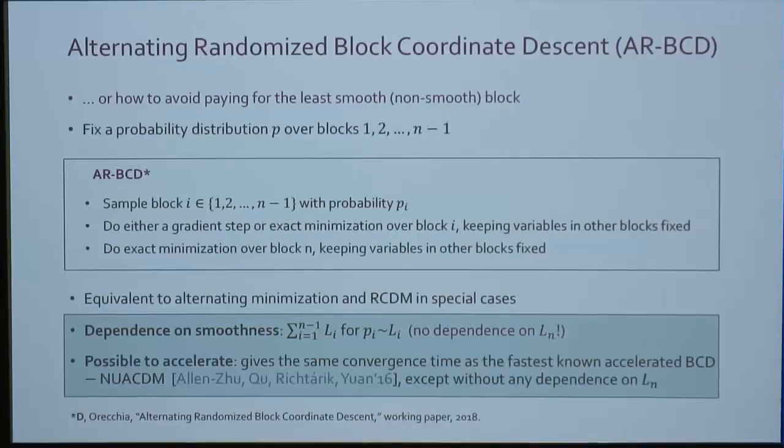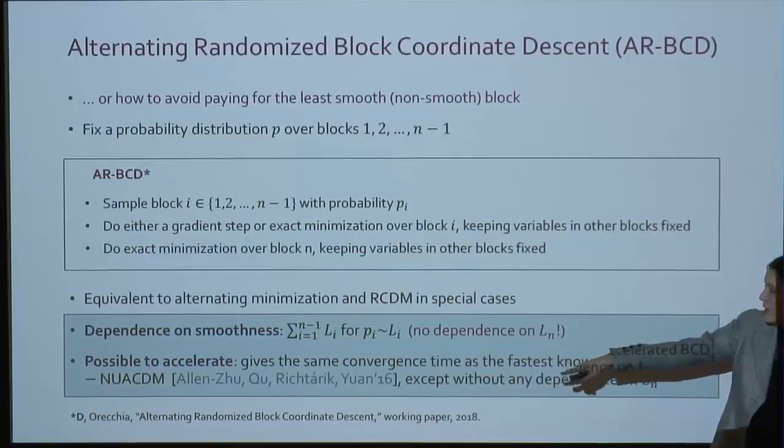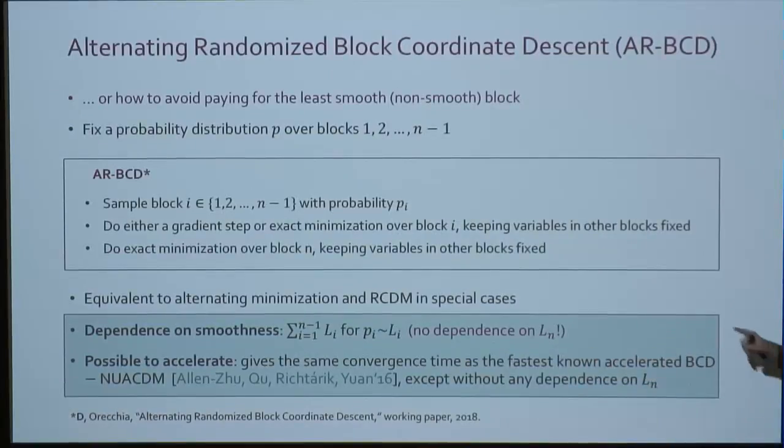What's even more interesting is that you can accelerate it. For smooth minimization, you would get the same convergence as in Zeyuan's paper with other people, this NU-ACDM, except without any dependence on the non-smooth block.